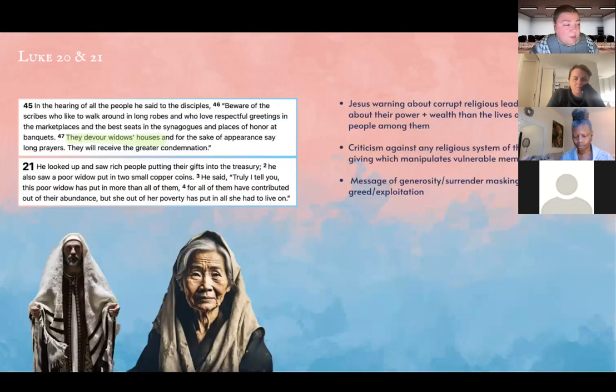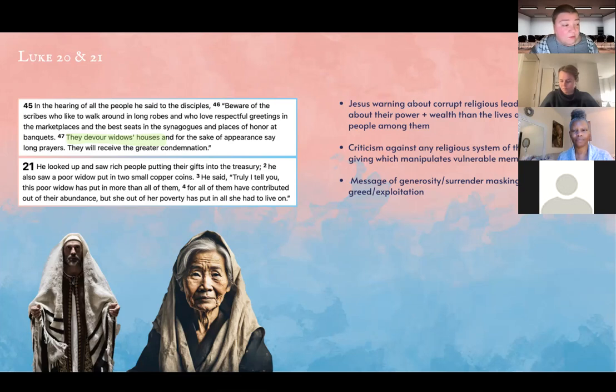Jesus warned the people around him about the corrupt religious leaders who care more about their power and wealth than the lives of marginalized people around him. This lesson is a criticism against any religious systems of thought or monetary giving which manipulates vulnerable members into giving. Any greedy system that masks a message of generosity and surrendering all to God and exploits them.